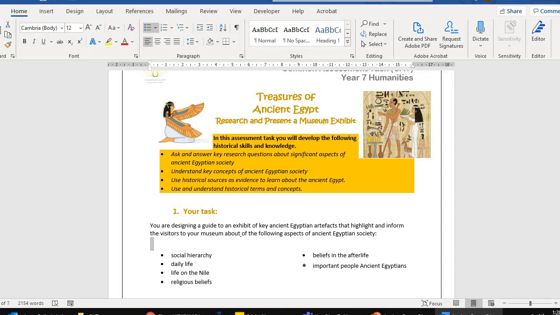So in this assessment task, you will develop the following historical skills and knowledge. You'll ask and answer key questions about significant aspects of ancient Egyptian society. You'll understand key concepts of ancient Egyptian society. Use historical sources as evidence to learn about ancient Egypt. You'll use and understand historical terms and concepts.